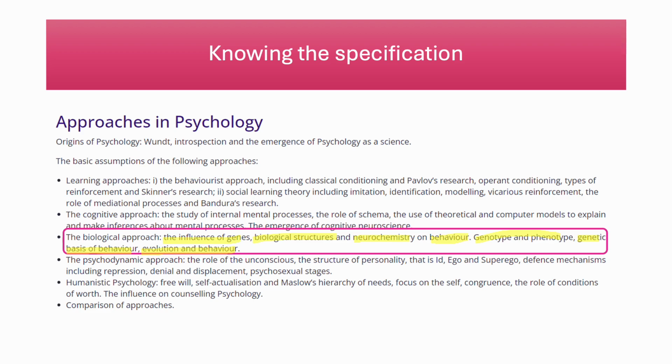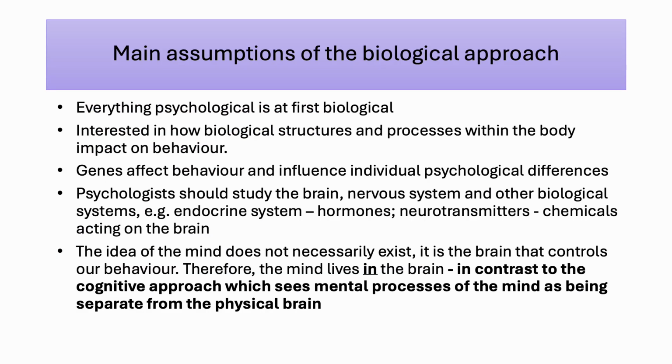So getting started on the main assumptions of the biological approach, one that I would always encourage you to learn, which will help you to understand everything that we're going to go through in this video, is that their main assumption is everything psychological is at first biological. This idea that anything psychological, schizophrenia, depression, intelligence, personality, is at first biological, whether that's genetics, the brain, hormones, whatever it is that's psychological is rooted in biology.